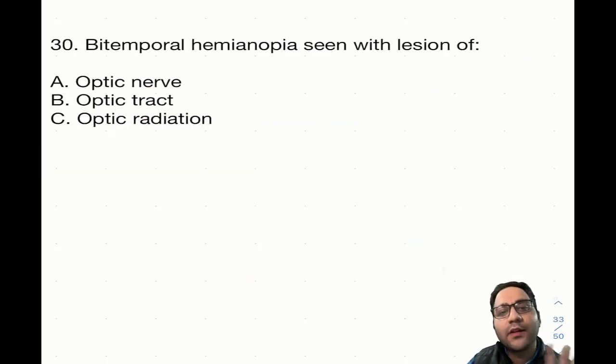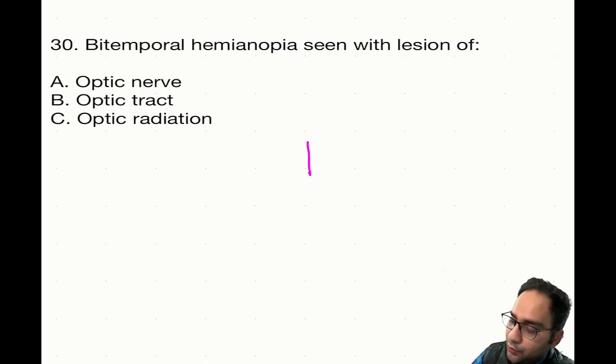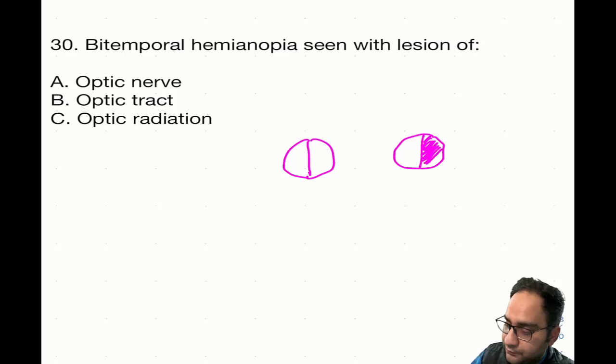Next question. This was an integrated neuro-ophthal question. You can also integrate anatomy here. They are asking you if you are getting a case of bitemporal hemianopia, where is the lesion?